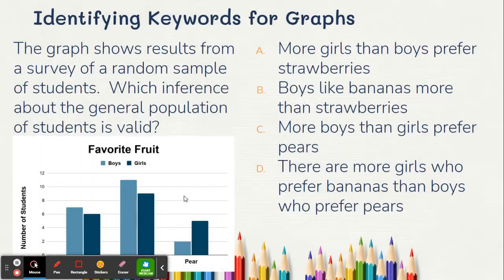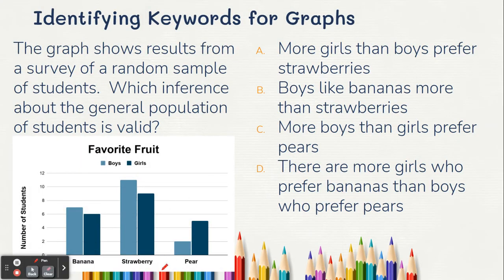Let's keep going. We have one more. The graph shows results from a survey of a random sample of students. Which inference about the general population of students is valid? So I'm going to define inference. That's my best guess, of which is valid, which is true. Okay, let's go to the answers. More girls than boys prefer strawberries. Boys like bananas more than strawberries. More boys than girls prefer pears. There are more girls who prefer bananas than boys who prefer pears.